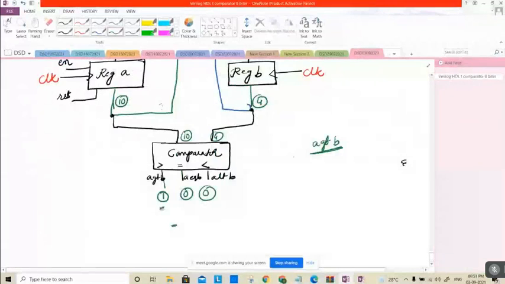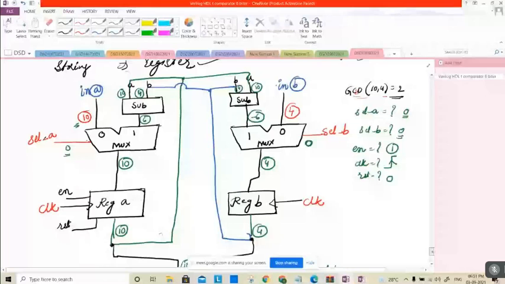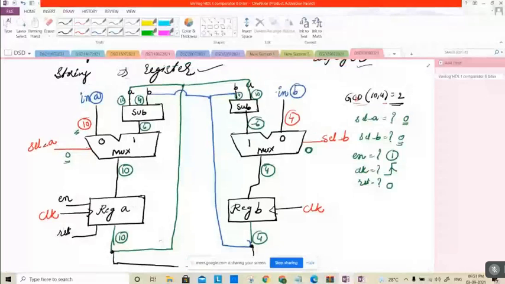Now, whenever A is greater than B, what should be the new value of A and what should be the new value of B? A new value: A minus B. Right, this is B. Now, how to load these values? A is equal to A minus B. B is equal to B. Ella avutundi. The subtractor ki enable ga. A is equal to A minus B.